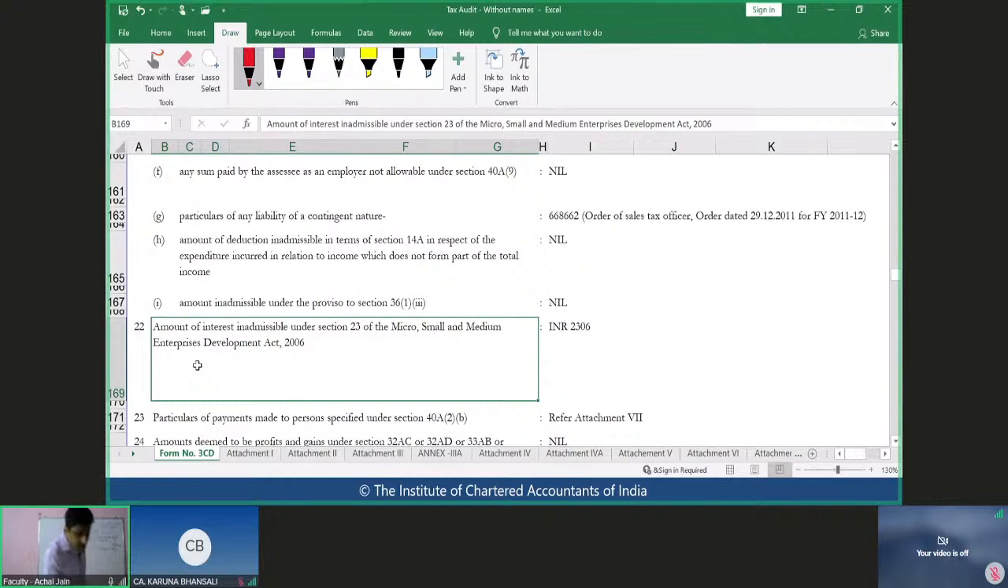In case this disclosure is missed in the financial statements, can we have this inconsistency by reporting this amount in Form 3CD? What is your view? The answer is that even if it leads to an inconsistency, it's fine, because if a mistake has been made in the financial statements, that doesn't mean that the same mistake should be repeated by the management in Form number 3CD. So this type of inconsistency is acceptable. There is no problem at all.